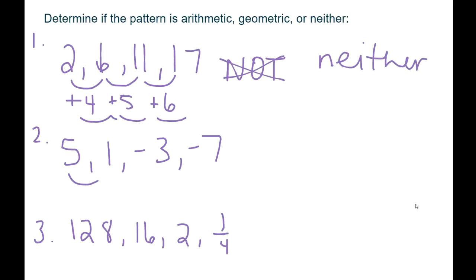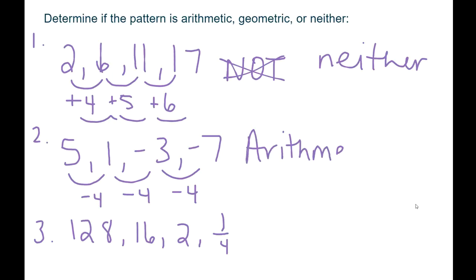This next one, 5 down to 1, looks like -4, -4, and -4. So this is arithmetic because it's add or subtract.